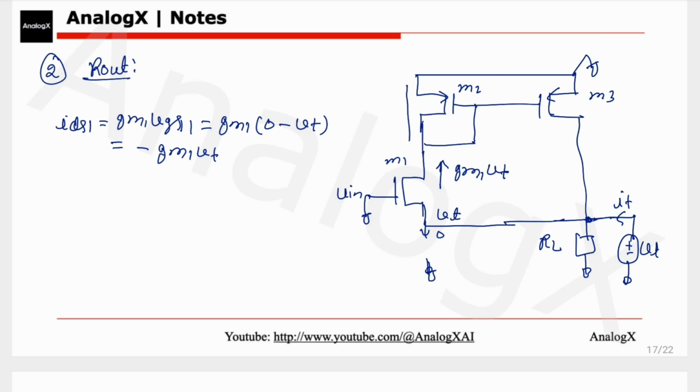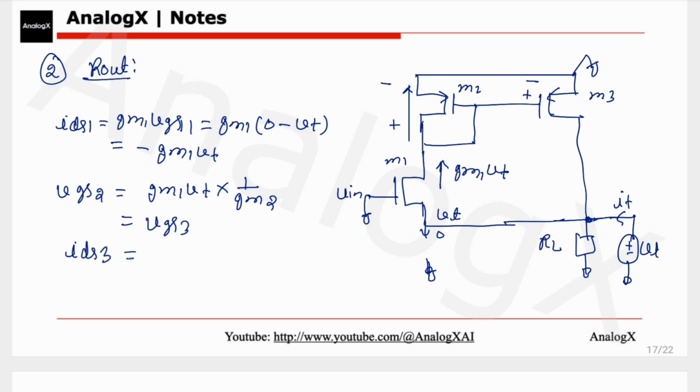Now this current will flow through this. So now this drop will be like this. So what is this voltage? This voltage is VGS2, so that will be the current gm1 Vt into the resistance, that is 1 by gm2, and this is equal to VGS3 also. Okay, so this voltage is VGS3. Now what will be the IDS3? Again I'm taking drain to source, so I will take VGS3 into gm3.